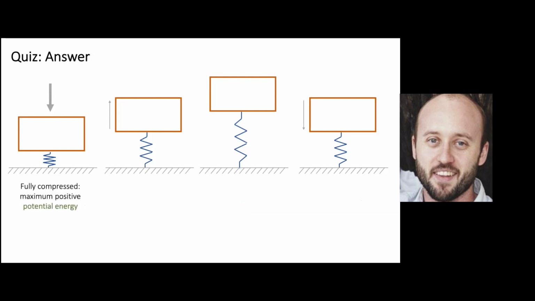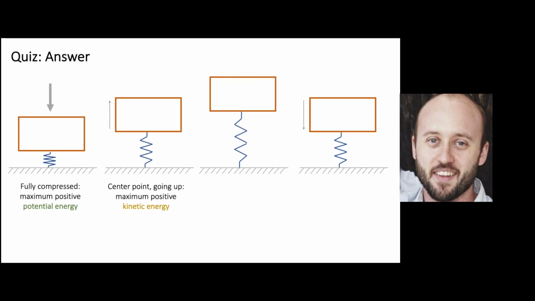So we said that potential energy comes from compressing the spring. So when I compress it, we have maximum positive potential energy because the spring is going to want to push that block up. Once we let it go, that potential energy gets transferred into the block's kinetic energy, and halfway through, we see the block has maximum positive kinetic energy and it's moving at its fastest speed when it's coming back through that equilibrium point.